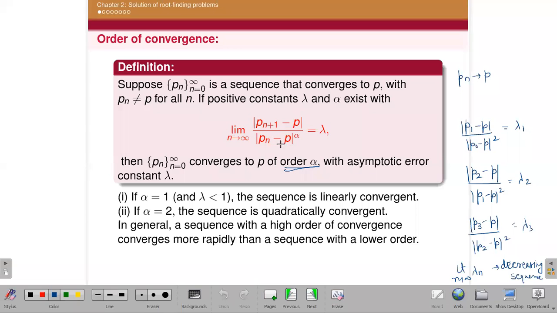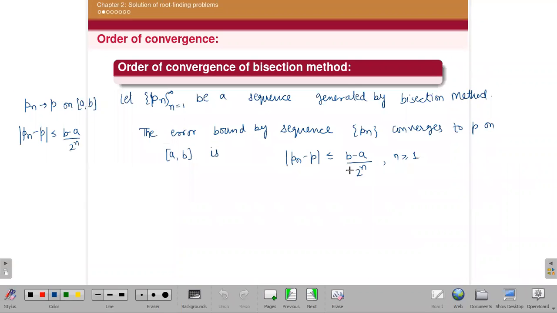So here we have Pn - P. Now we can write this for n+1 also, because this formula is true for n+1 also. So we can replace n with n+1: |Pn+1 - P| ≤ (B - A)/2^(n+1). Now take that ratio, with Pn+1 - P in the numerator and Pn - P in the denominator.